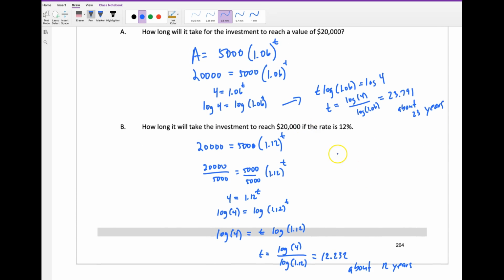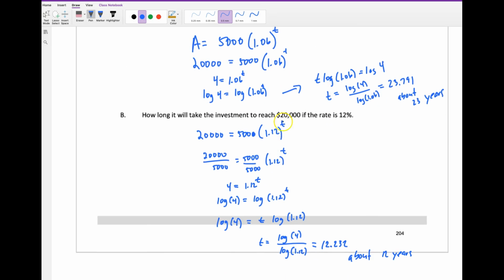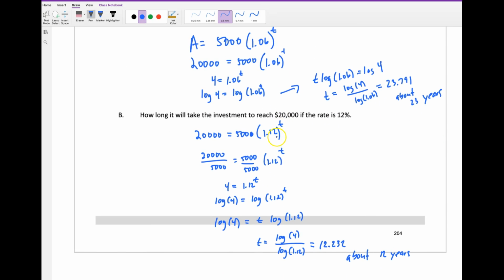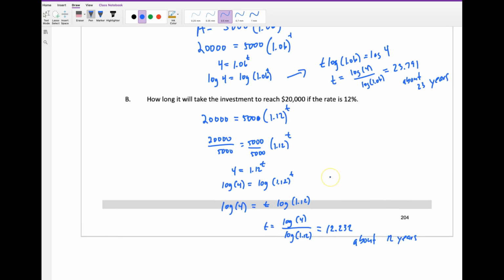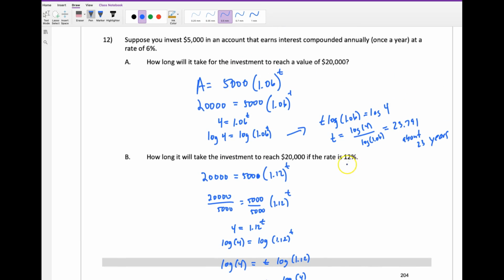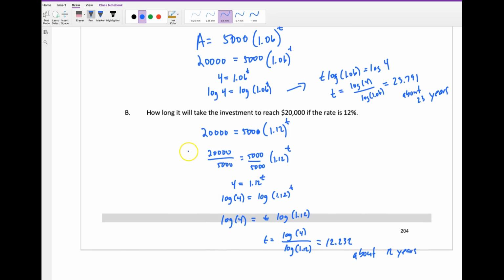And then it's the same exact math. Instead of 6% it's 12%. And so you have the 1.12 there and go through the same math. And you get in about 12 years if you have a 12% rate. That's it.